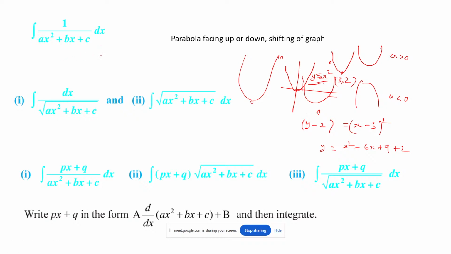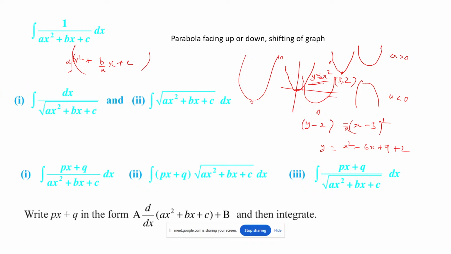This a doesn't matter actually, because ultimately you can always multiply with a. Instead of y equal to x square, you can start with y equal to a x square. Or otherwise, you can always write this as a times x square plus b by a x plus c, and the a you can even send out of the integration also. So a actually doesn't matter. That's what I'm trying to say.